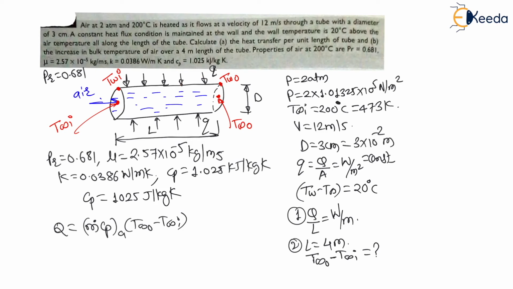If I consider this heat flux, it is nothing but heat transfer per unit area. Therefore, I have to multiply this heat flux with area. Therefore, it will become heat flux into area. Now, on which area is this heat flux acting? This heat flux is acting on surface area or not? Therefore, I have to consider Q into pi dl.